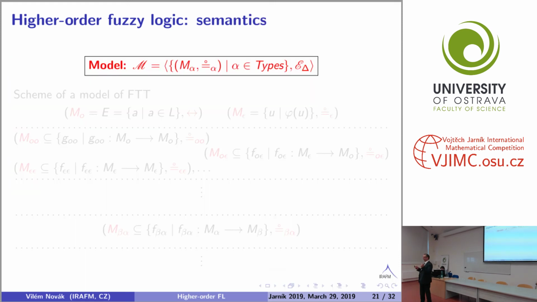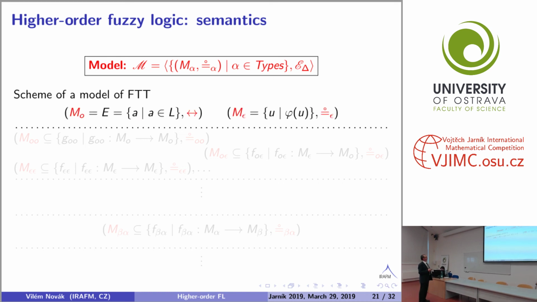To understand it better, let me say a few words about interpretation. So interpretation of higher order fuzzy logic is done in a model. It is a system of sets of all kinds of types. And on each set, fuzzy equality is defined. And of course, a certain algebra of truth values. Essentially, this can be this Lukasiewicz MV algebra, but there are, as I said, many other algebras which can be considered. And then the model, it is this system.